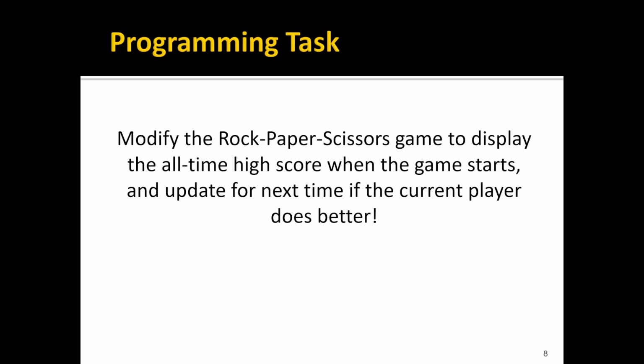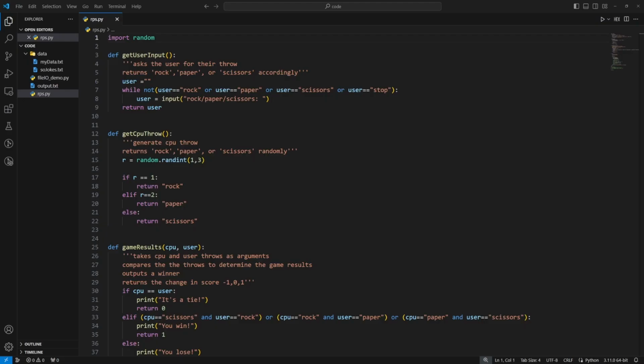Now let's put all this new information to good use with a programming task. This one says, modify our old friend rock, paper, scissors to display the all-time high score when the game starts. And, if the player does better while they're playing, update that high score for the next time around. So in VS Code, I've made a copy of our old rock, paper, scissors game.